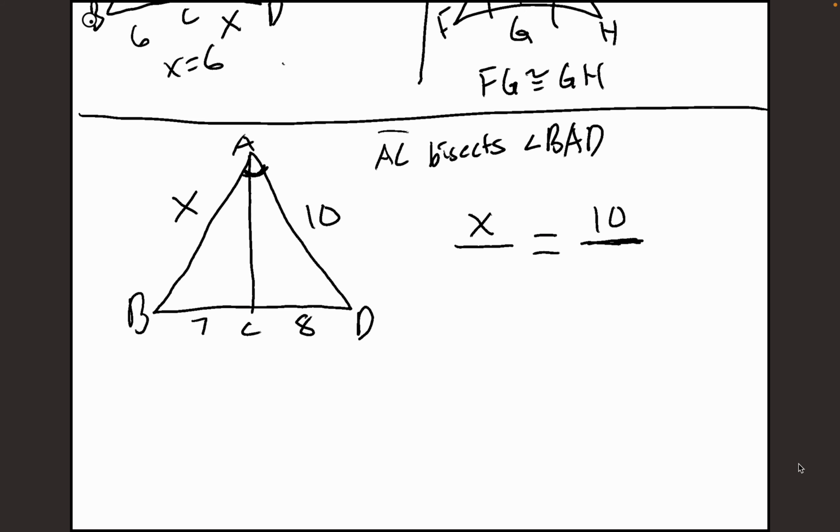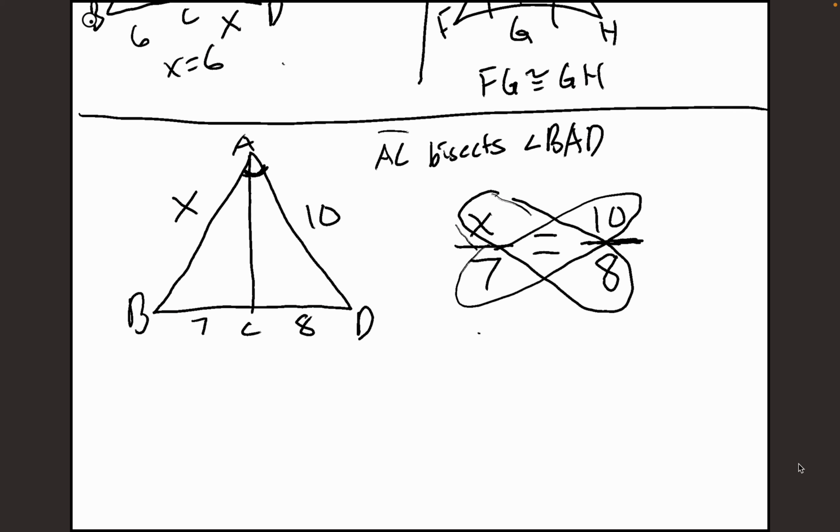Then if you look at those individual triangles again, in ABC, 7 is on the same triangle as x, so I'm going to put that underneath x. What do you think I'm going to put underneath 10? 8. Now I have x over 7 equals 10 over 8, and I need to solve for x. So we're going to cross multiply: 7 times 10 equals x times 8. What's 7 times 10? Equals 8x.